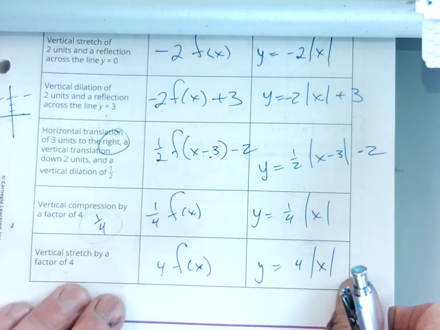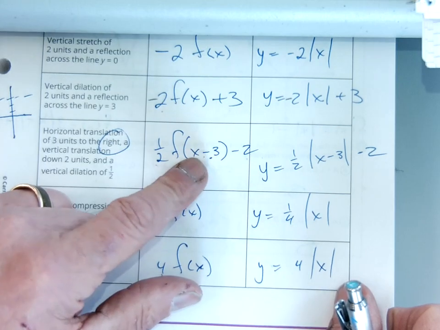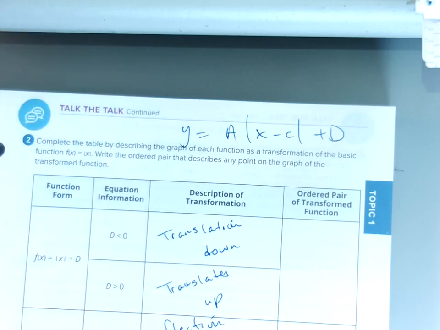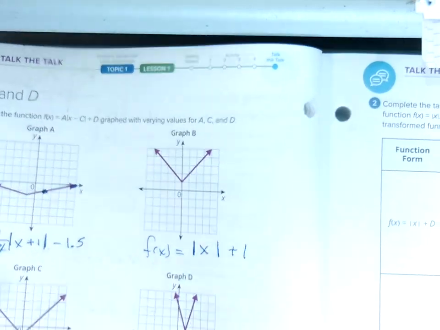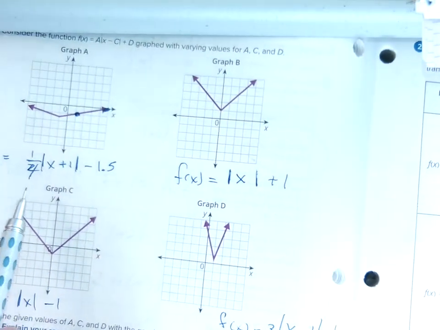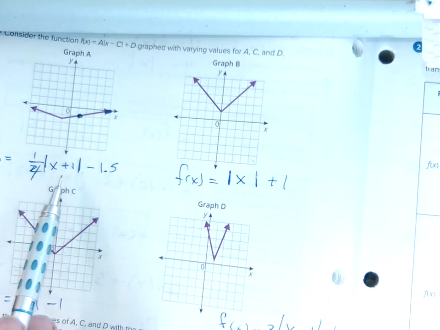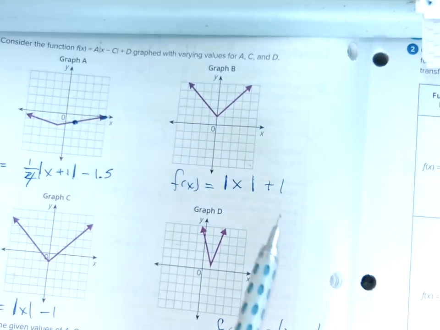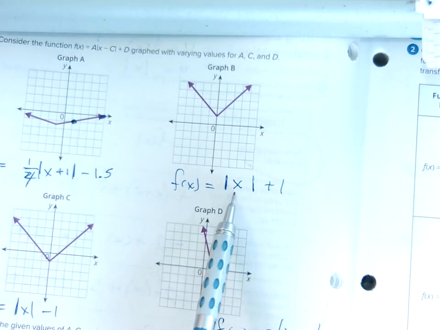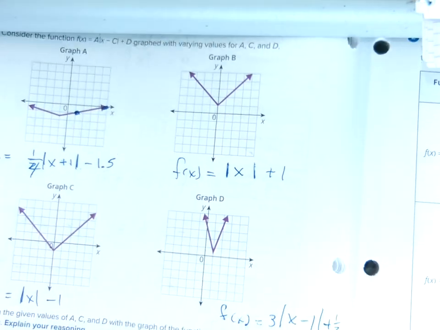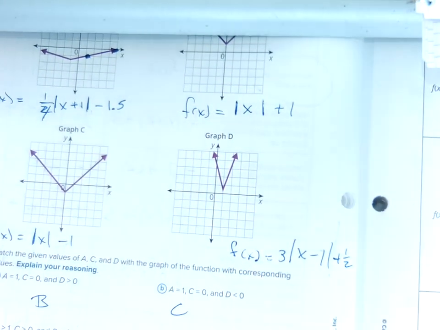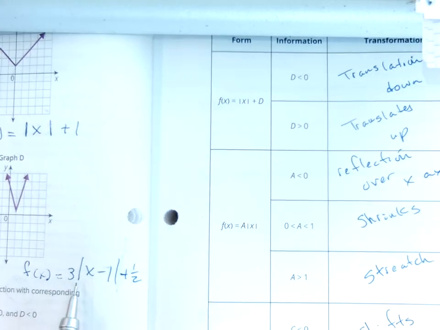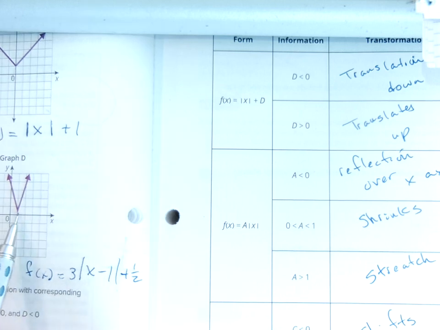So this is hard with this f of x stuff, but all f of x is just y. Remember, f of x and y mean the same thing for us, okay? And then we took a look at coming up with the equations of these, and we got f of x equals a, 1/4 absolute value of x plus 1 minus 1.5 for this absolute value equation. For b, we started out with absolute value of x plus 1. For c, it's absolute value of x minus 1. And for d, we figured it was 3. So stretch of 3, absolute value of x minus 1 plus 1/2.